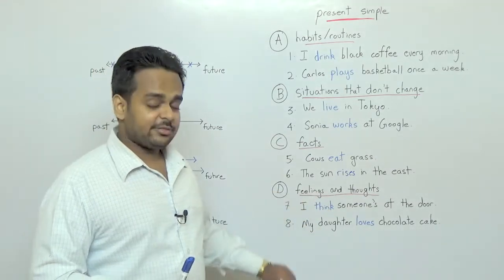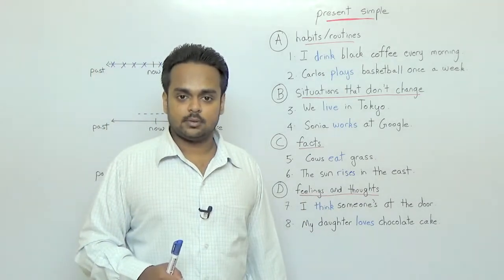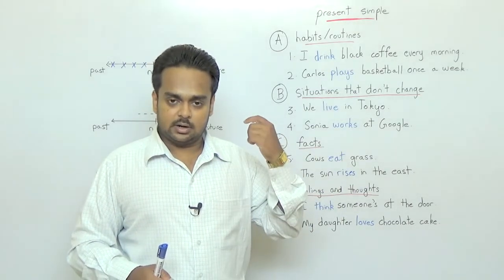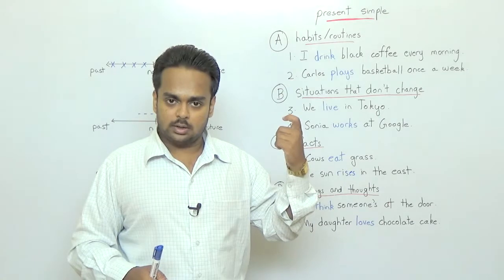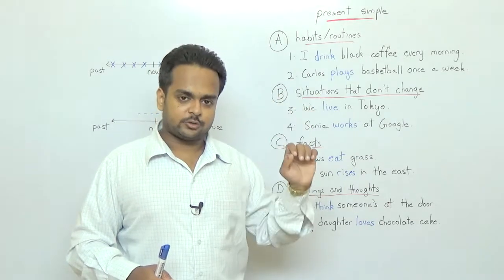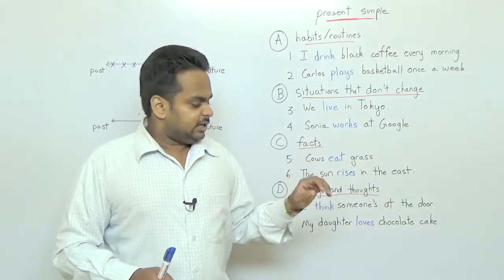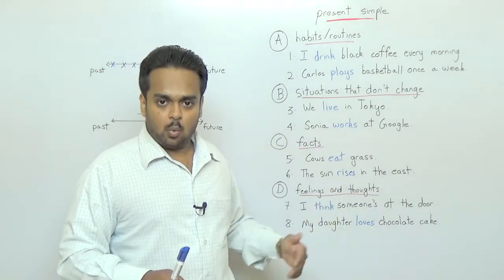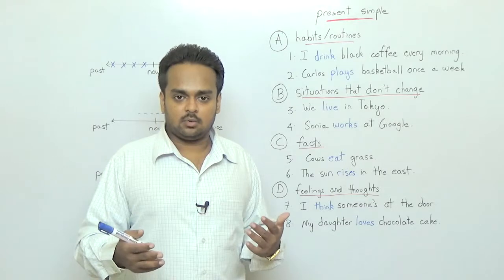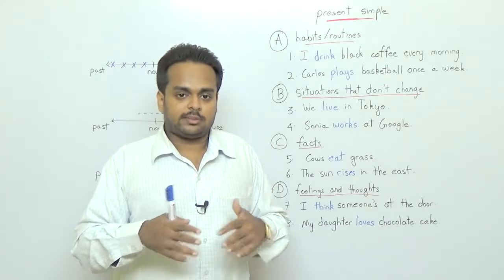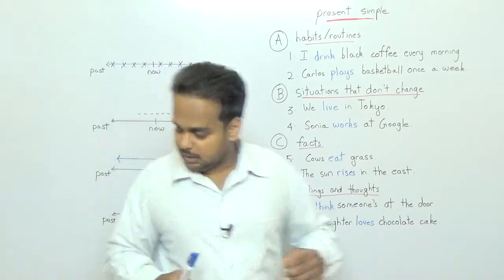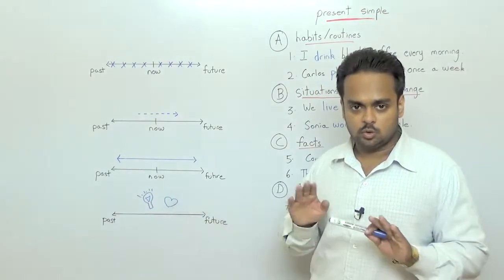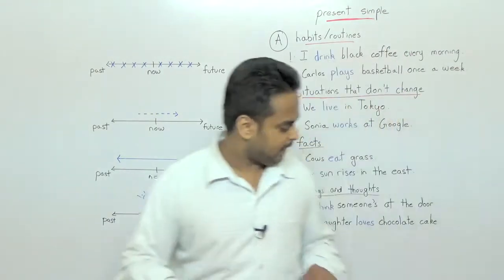Right? We also use the present simple tense to talk about feelings and thoughts. For example, I think someone's at the door. So I hear the doorbell ring, or I hear someone knocking on the door, and I say, I think someone's at the door. Now for verbs about feelings or thoughts, we don't really care whether it's now or whether it's general. Because whenever we have a thought or a feeling verb, we use the present simple tense.